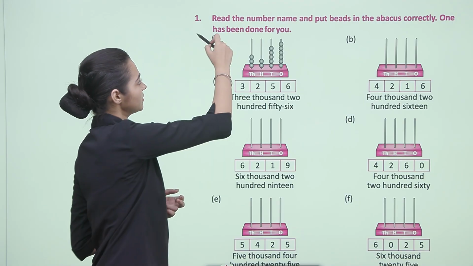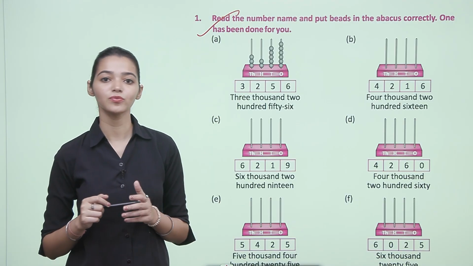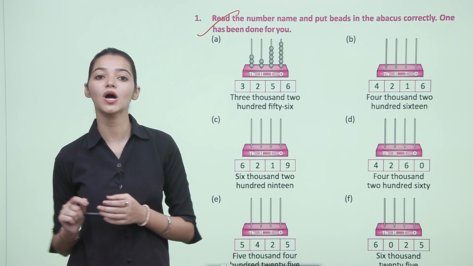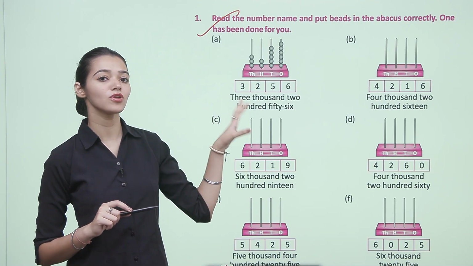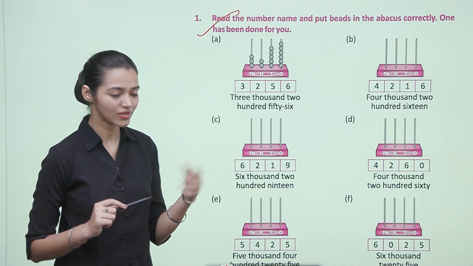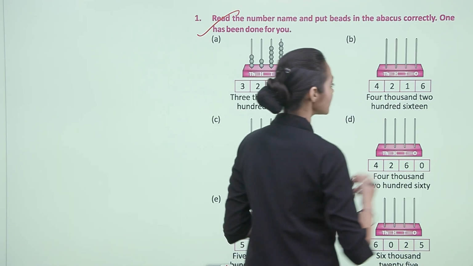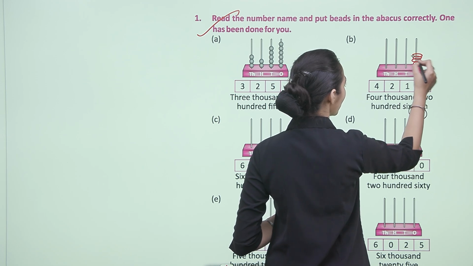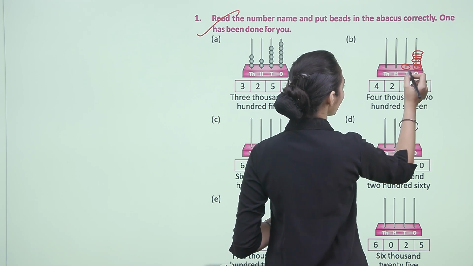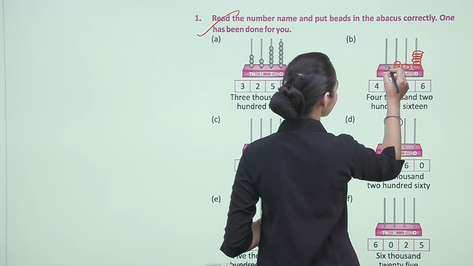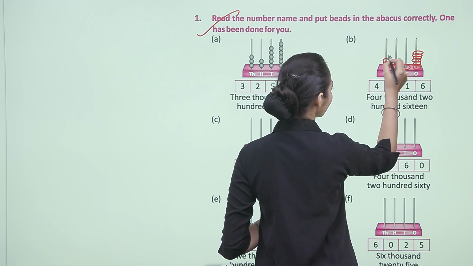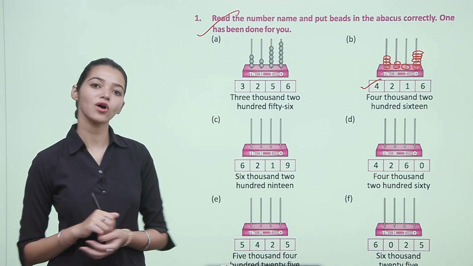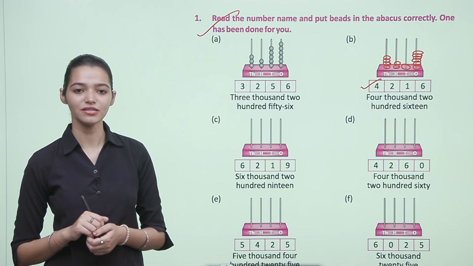Now in the next one, we have to read the number name and put beads in the abacus correctly. One has been done for you. In the first one, the number is 3256 and we have filled all the columns according to the abacus. Now let's start with the second one. In the ones column we will put 1, 2, 3, 4, 5, 6 beads. In the tens column we will put 1 bead. In the 100 we'll put 2 beads, and in the 1000 we'll put 1, 2, 3 and 4. So it becomes 4216. That's how we have to complete all the remaining parts, and we have to fill in the abacus.